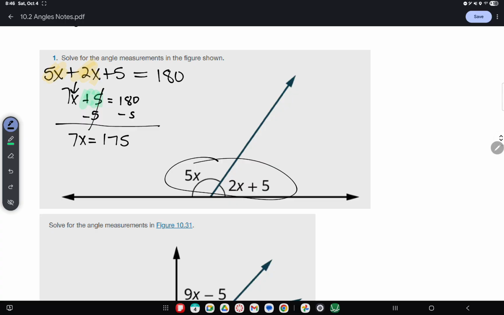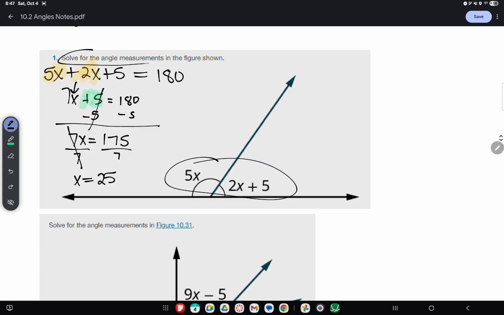And the operation that is holding that together is multiplication. So to undo it, we can divide. And then let's see what 175 divided by 7 is. I get 25 because 7 divided by 7 is just 1. So I have 1x, and that equals 25.